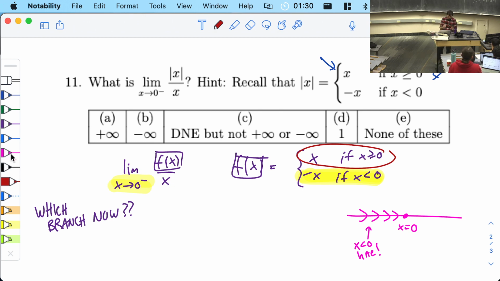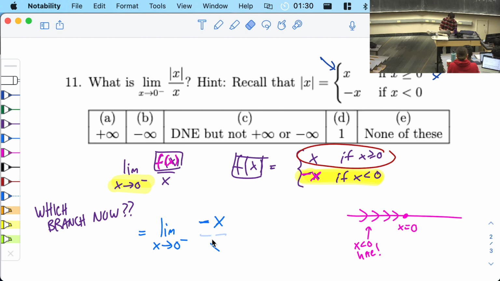So what can we do? Wherever we see the function f, so f of x, we replace it with whatever is over here, with minus x. The function f of x is the same as minus x when x is less than 0. Those are the only x's we care about. So this is the first step in simplifying: this becomes the limit as x goes to 0 minus. Every time we see that silly guy, we replace it with minus x. So we have minus x divided by x.